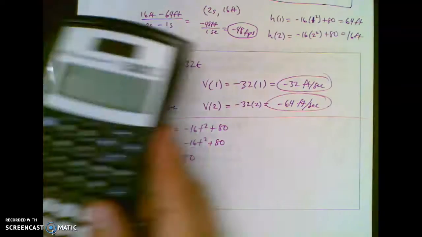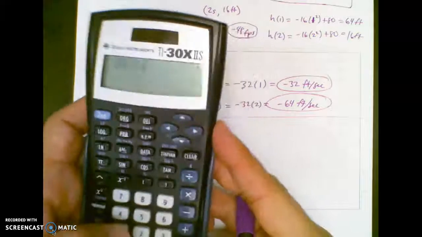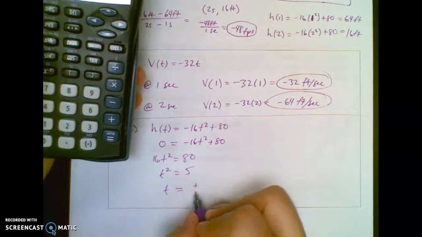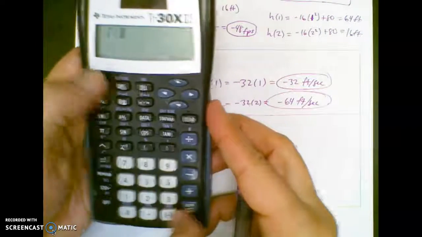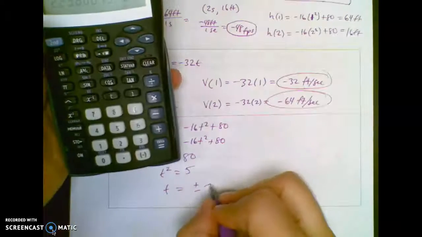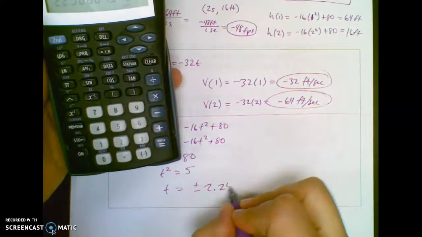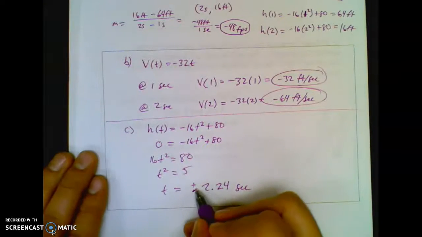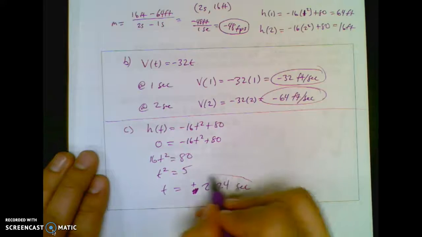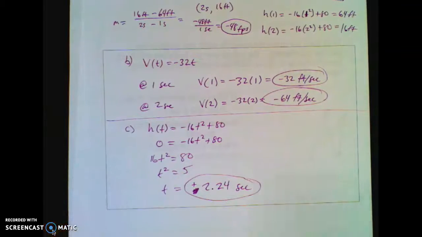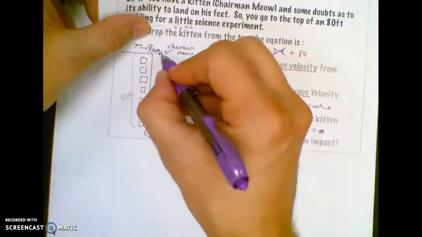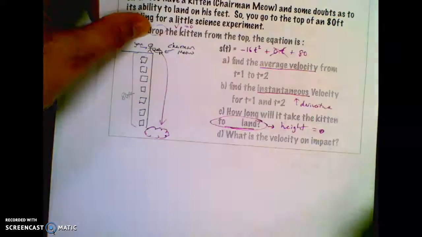Divide 80 by 16. I get 5, oh, that's nice. And then I square root it. You actually get plus or minus the answer, if you know math. 2.24 seconds. Now I get to throw out the negative because negative 2.24 seconds doesn't make sense. And then that's how long it takes the cat to hit the pillow at the bottom. Right, it goes meow. Poof.